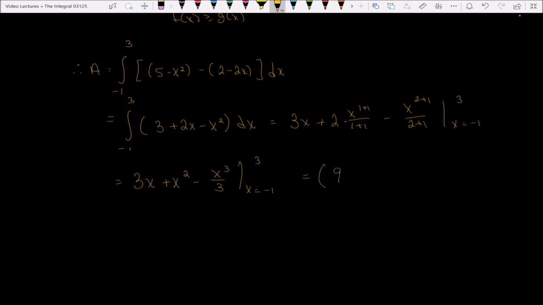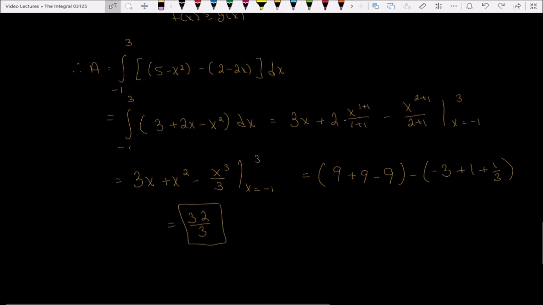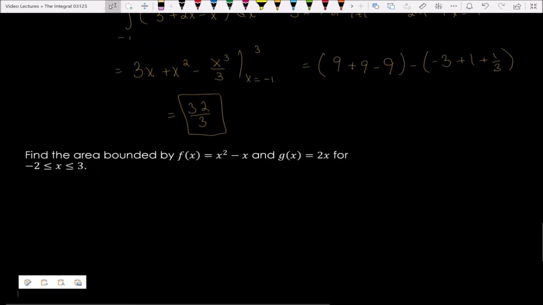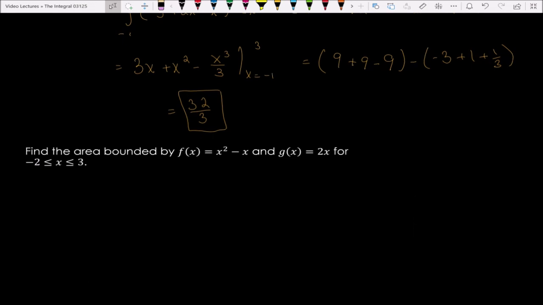Plug in 3, we're going to get 9 plus 3 squared, which is 9, minus 3 cubed over 3, which is 3 squared, which is 9. Minus, now when x is -1, -3 plus 1 plus a third. And this evaluates out to 32 over 3. And for our final example, we will find the area that is bounded by x squared minus x and 2x for -2 less than or equal to x less than or equal to 3.